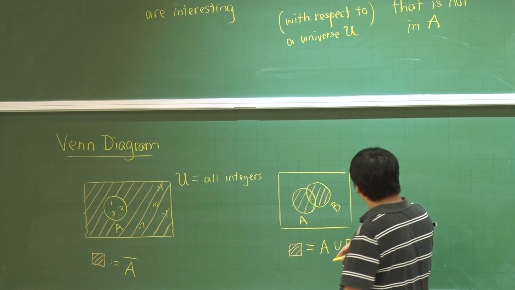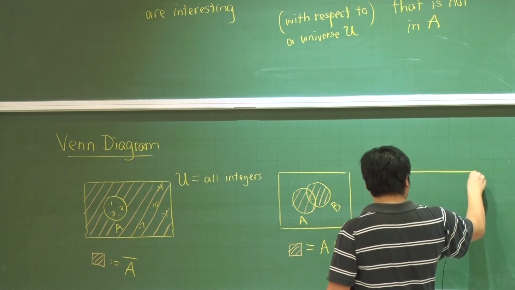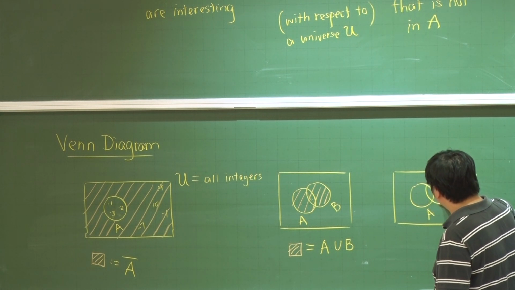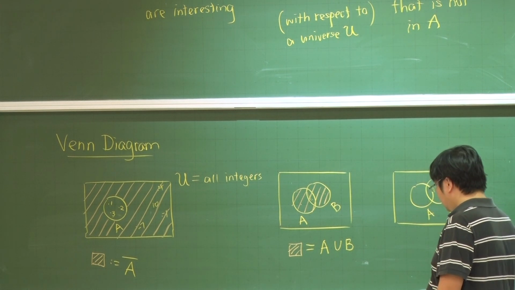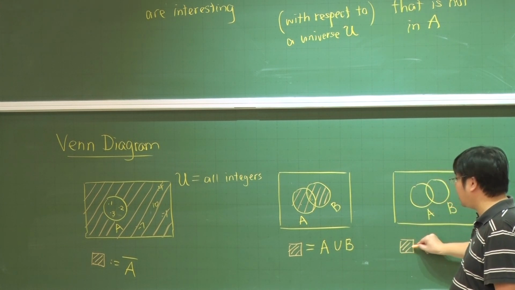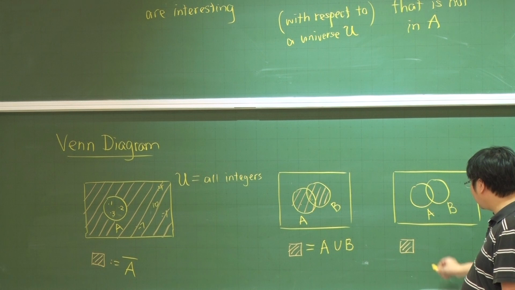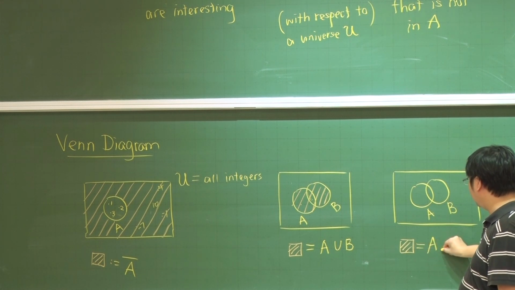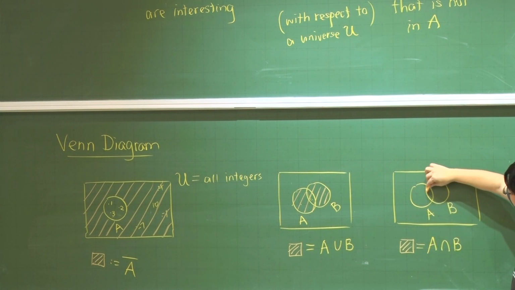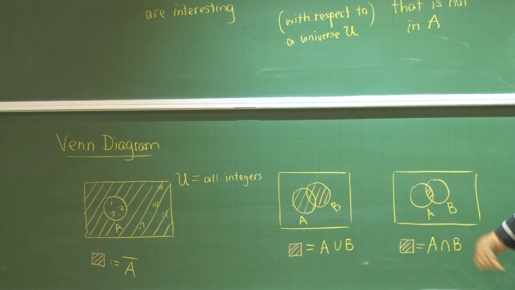And now we can also have another one. So let's say this is A, and let's say this is B. This time, let's try to get A intersect B. So I want the shaded part to represent A intersect B. So what should I do? So I should shade this area. Is that okay? So this area represents the case that items are in both A and B.